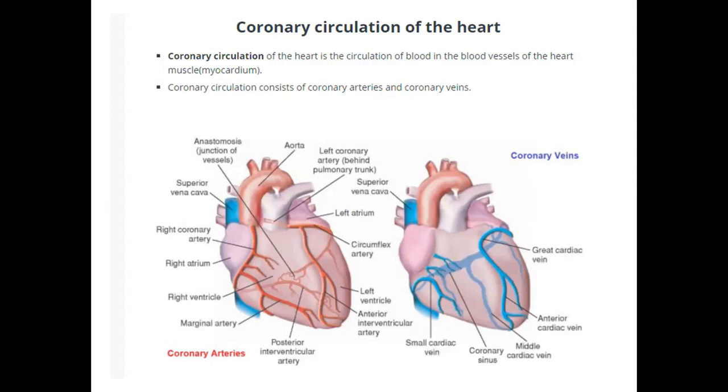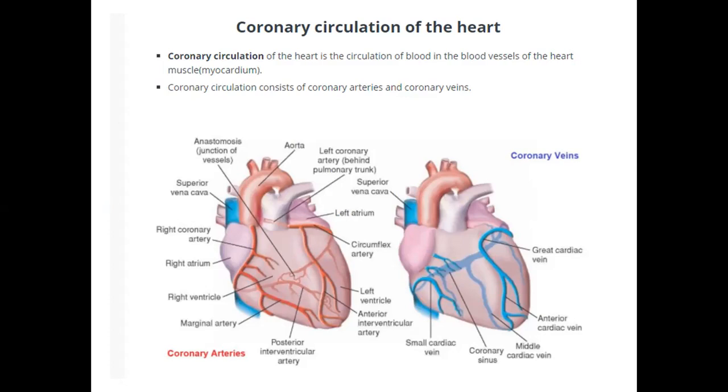And then the veins also: the great cardiac vein, the anterior cardiac vein, the middle cardiac vein, and the small cardiac vein drain into the coronary sinus, except the anterior cardiac vein, and they all drain back into the right atrium. Any obstruction to these blood vessels, this arterial supply, will lead to what we call angina pectoris or a myocardial infarction, depending on the level of obstruction. So that is all you need to know about the coronary circulation.